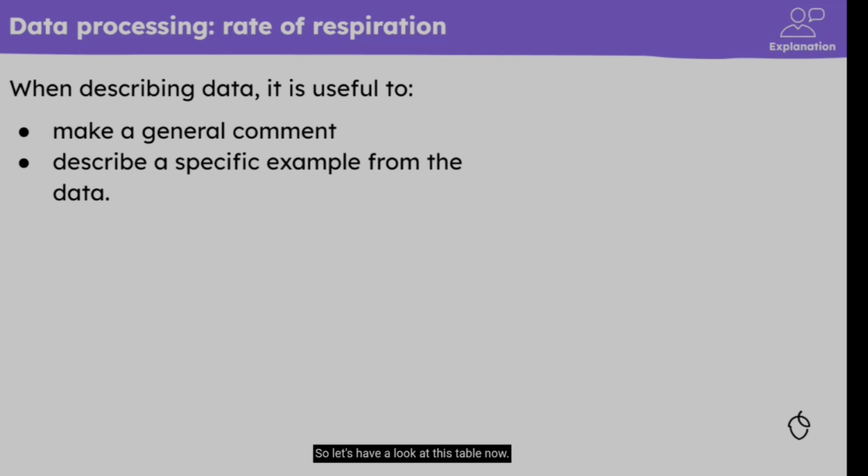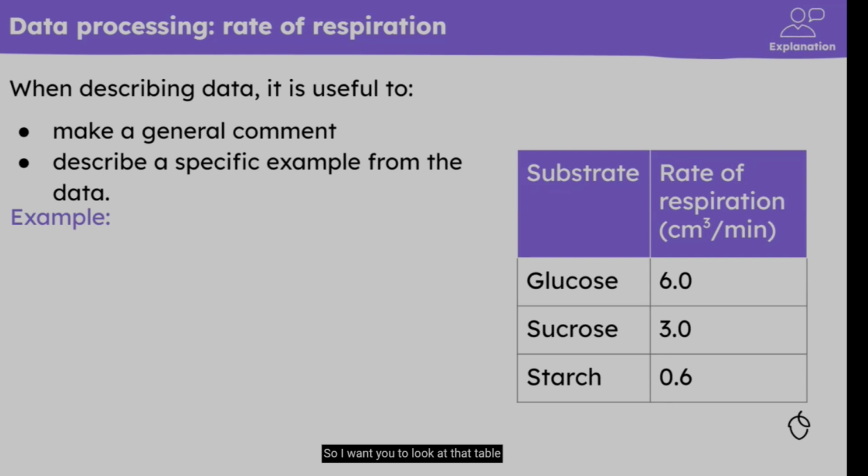So let's have a look at this table now. I want you to look at that table and describe the data. First, make a general comment about the trend of the data, and then try and give a specific example from the data. So you can have 5 seconds, or if that's not enough time, click pause and click play when you're ready to move on with the lesson.